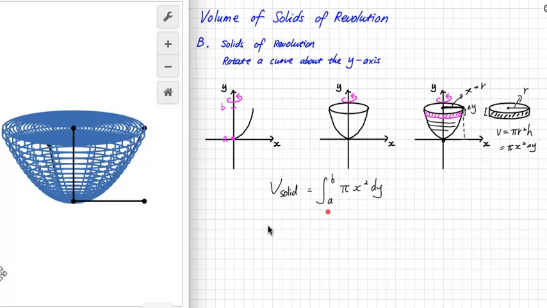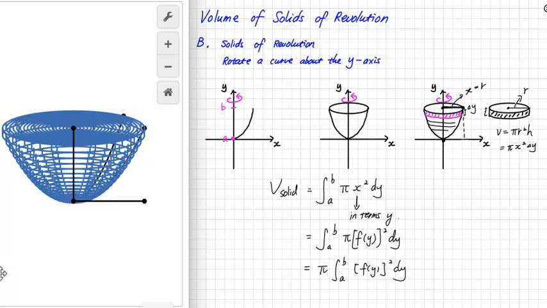However, you have to be careful. The boundary itself is for y values, and you have dy, which means integrate the function with respect to y. Therefore, this function here must be in terms of y. So you need to rearrange your equation so that it becomes a function of y. So we're going to write f of y squared dy. And obviously pi is a constant, so you can take the pi out. So it's pi times the integration from a to b of the function of y squared dy.